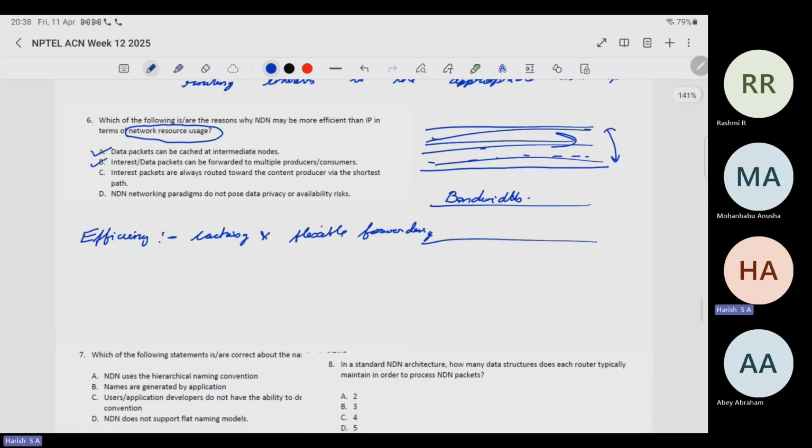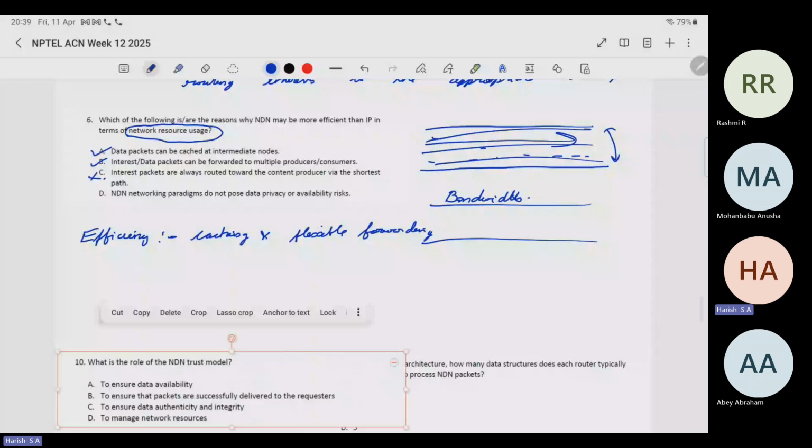This is also correct. And C is: interest packets are always routed towards the content producer via the shortest path. Although NDN uses the shortest path strategy, it is not always limited to this, because routers may choose alternative paths based on resource availability and network conditions. Therefore, this is a very broad statement which cannot be considered for this particular use case. So C is not an answer.